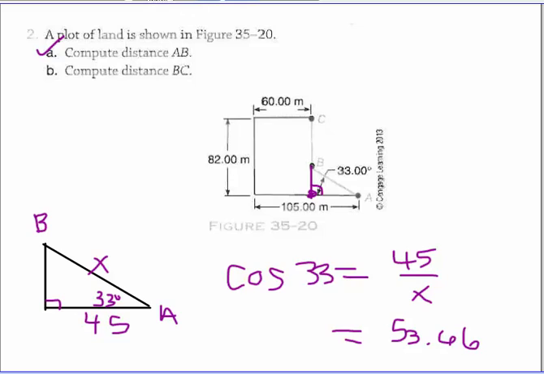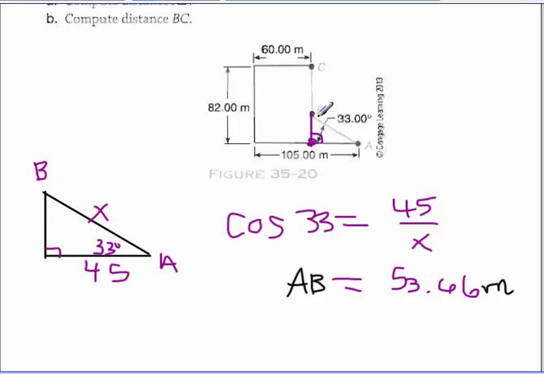I'll replace that with AB so I know I found it. And we'll put meters on the end. Alright, now let's find BC. In order to find BC though, we need to find out what this side right here is so that we can subtract it from this long side right here.